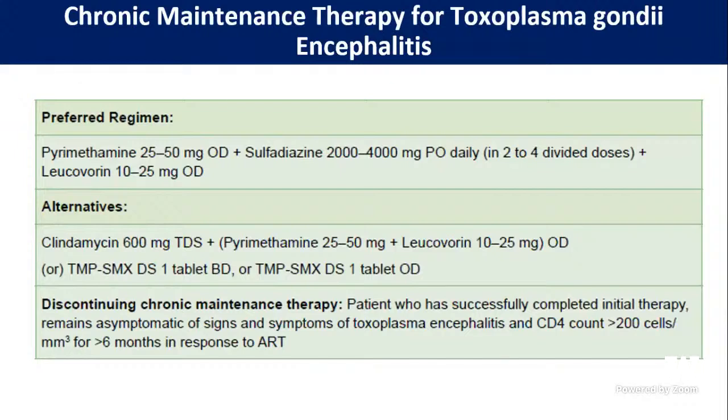And when you discontinue it, after successfully completing the initial therapy, the patient remains asymptomatic and the CD4 count is more than 200 cells for at least 6 months in response to ART. This is the indication for discontinuing this entire treatment. All right. But this is not the indication for discontinuing CPT prophylaxis for all patients. So there is a difference. If you're giving pyrimethamine plus sulfadiazine, you will give it for 6 months. All right. Next.